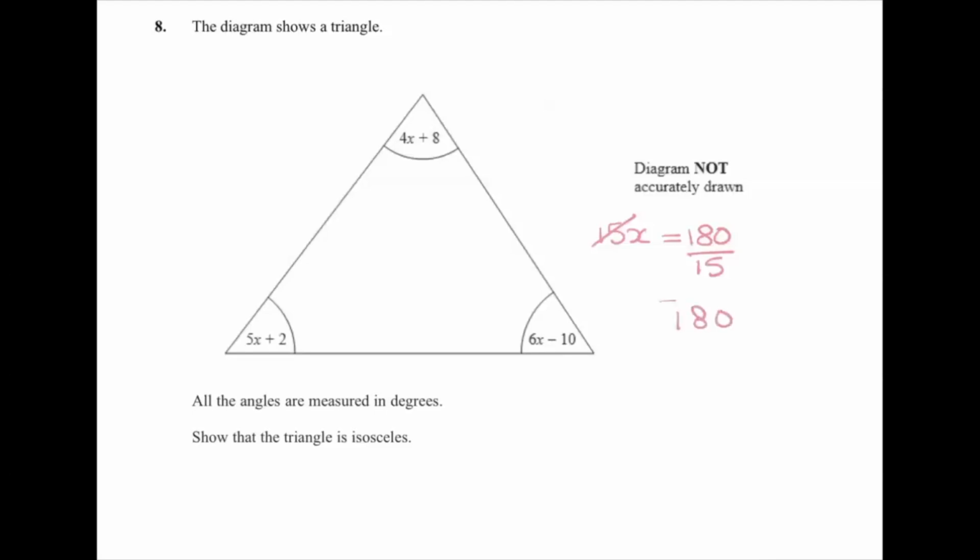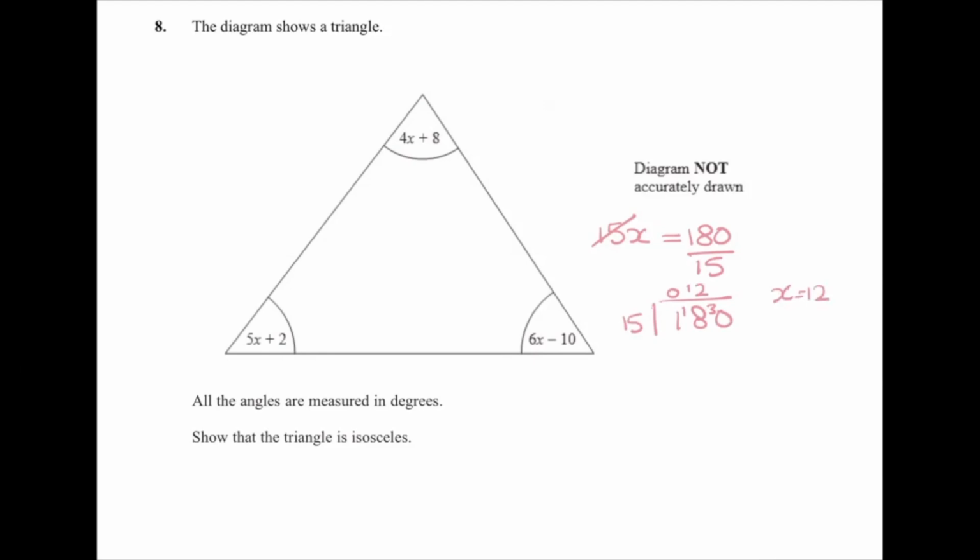So we need to set this up. 15s into 1 don't go. 15s into 18 go 1, remainder 3. And 15s into 30 go 2. So my x is equal to 12.